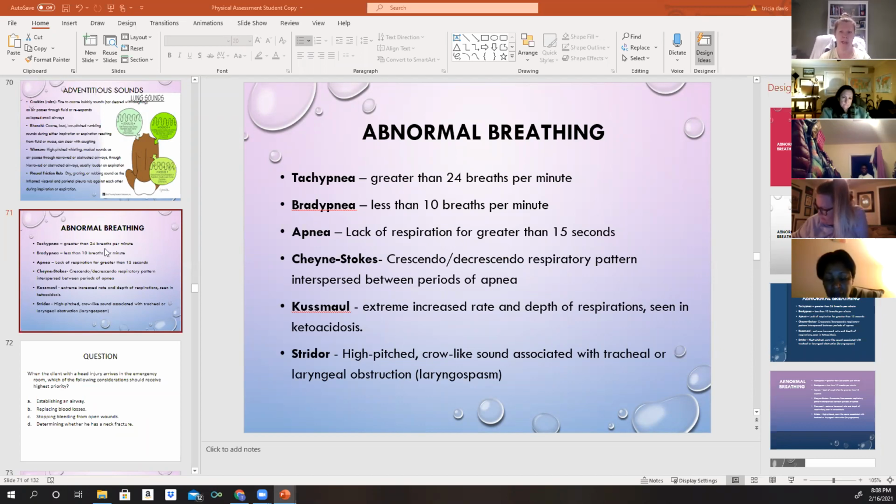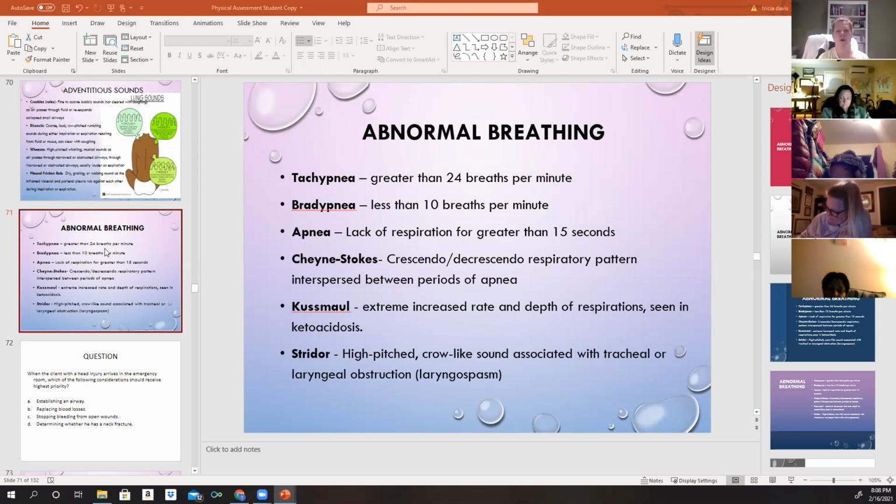We have bradypnea, which is less than 10 breaths per minute. These are your patients who are not doing well, overdose patients, things like that. We have apnea, which is lack of respiration for greater than 15 seconds. So apnea, that's not a good sign. Your patient is either dying or they're dead.